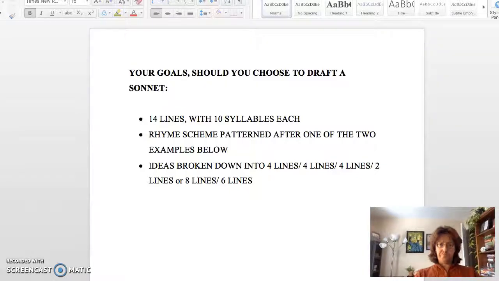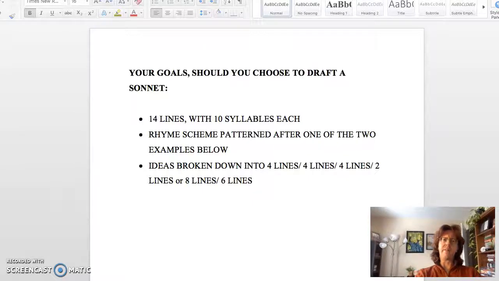First of all, 14 lines containing 10 syllables each. Second, a rhyme scheme that is preset. There's more than one type of sonnet rhyme scheme, but they're all quite similar and related to each other. So I'm going to show you two examples. You'll see how similar they are pretty quickly, and you're welcome to use either of those for your own sonnet if you're writing one. And then a breakdown of ideas into parts.